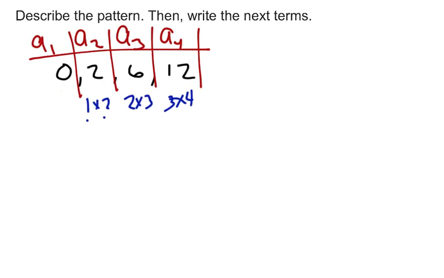Okay, so I got 1 and 2, 2 and 3, 3 and 4. Maybe this one's 0 and 1. So 0, 1, 1, 2. How can we take this number, this n, and relate it to those ones?